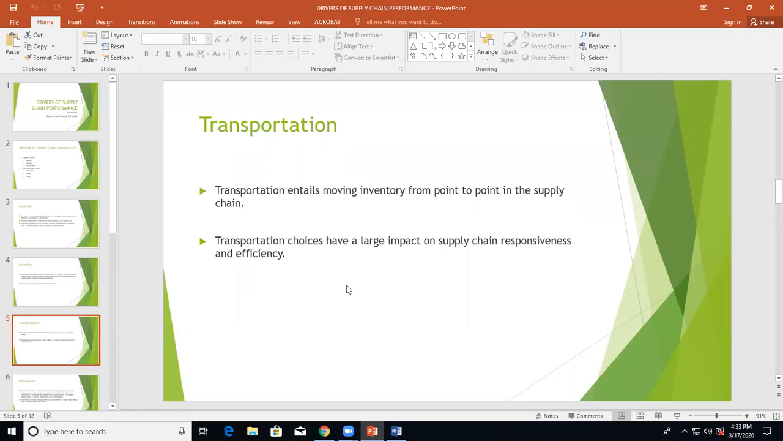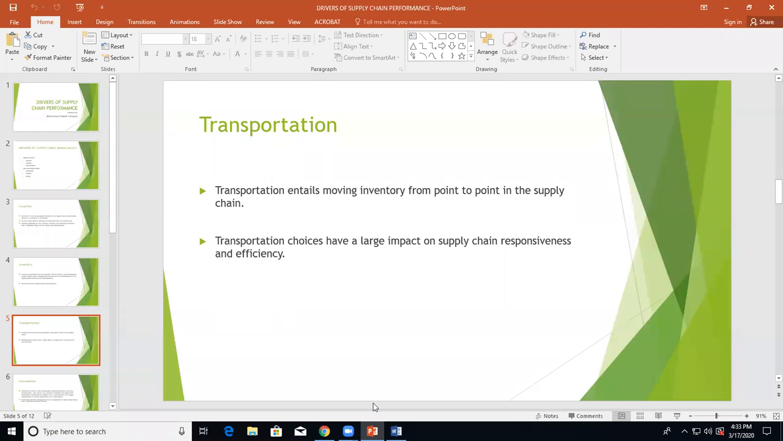So usually fuel is very expensive. So transportation takes almost 10% of the cost of the movement of the goods. So selection of the mode of transportation is very critical.